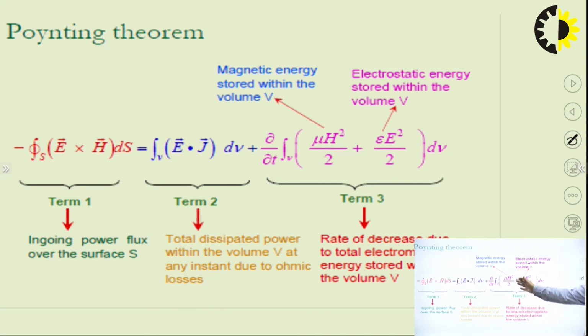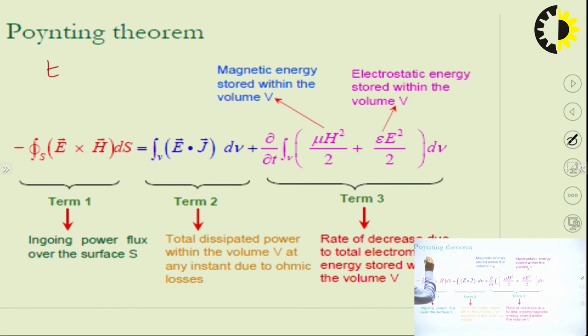Now, it is quite obvious that mu H square represents the magnetic energy, epsilon E square represents the electric energy, and their net sum is known as the electromagnetic energy. As far as this term E dot J is concerned, we can easily show that it is equal to the total dissipated power within the volume V.